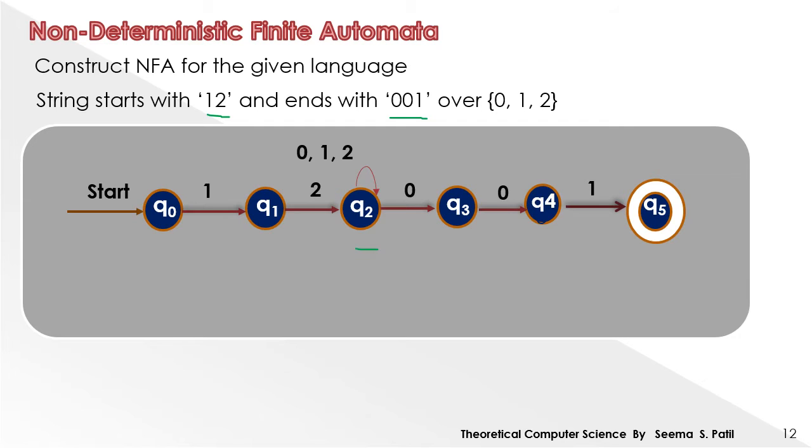So here you can add 0 over Q3 and you can add 0 over Q4. There can be more than two zeros, so you have to add this loop over Q3 and Q4. And this is the NFA for the given language. That language is the string that starts with 1, 2 and ends with 0, 0, 1 over 0, 1, 2.